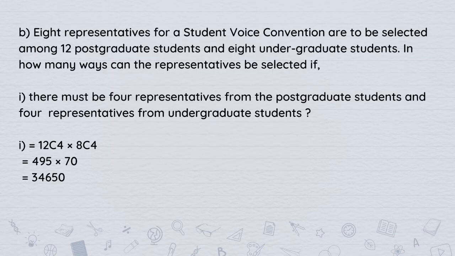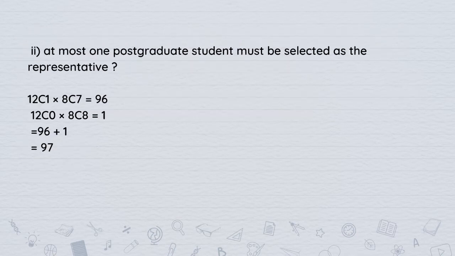1 Roman, there must be 4 representatives from the postgraduate students and 4 representatives from undergraduate students. The total of postgraduate students is 12 and undergraduate students is 8. The question asks for 4 representatives for both. So 12C4 times 8C4 equals 34,650.